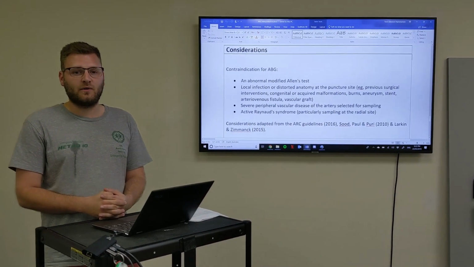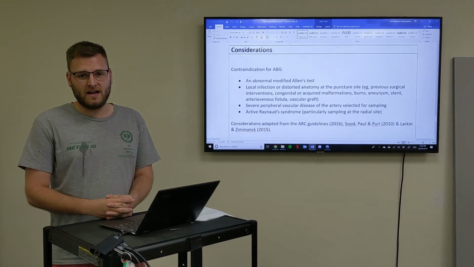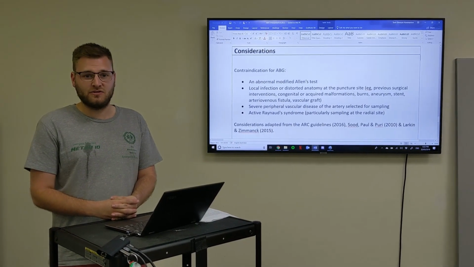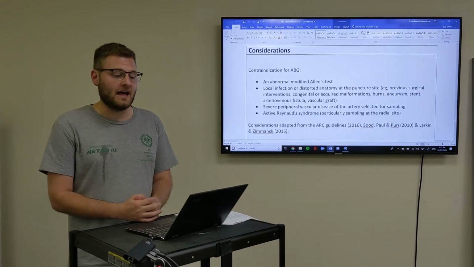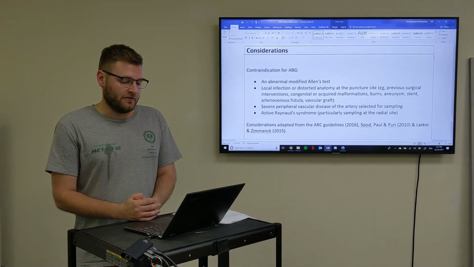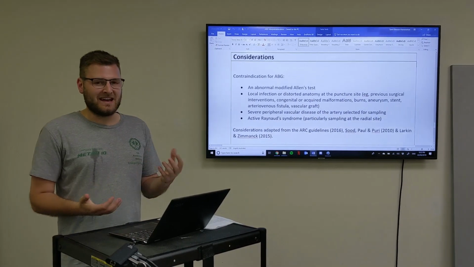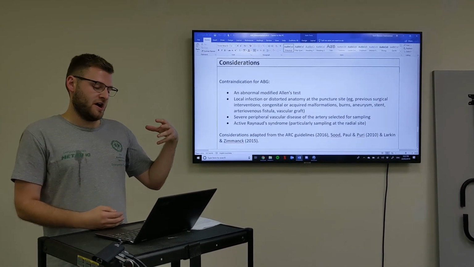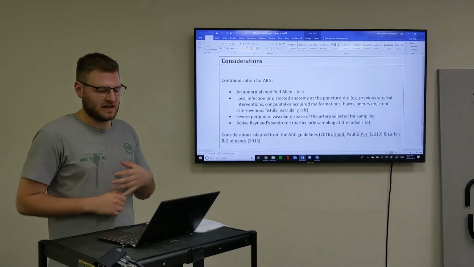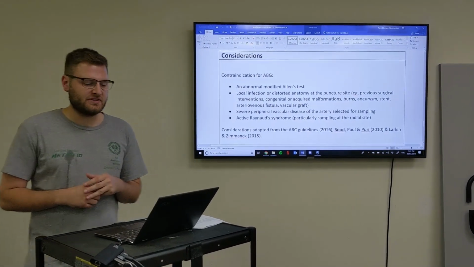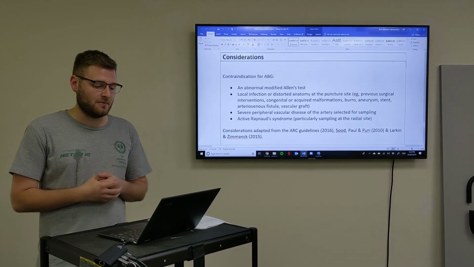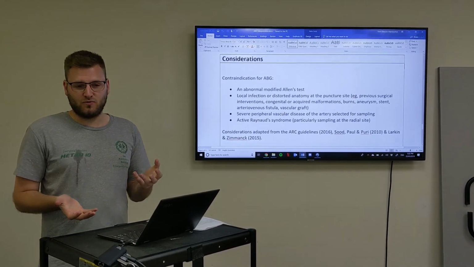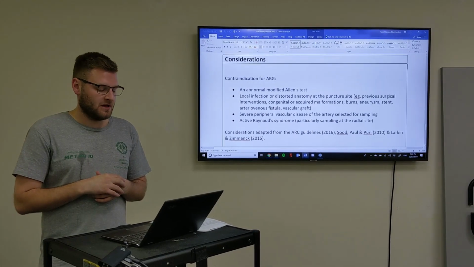You would be hesitant to use the radial artery to obtain a sample or insert an art line due to the risk of threatening that limb. Local infection or distorted anatomy at the site of insertion, which could be caused by previous surgical interventions, congenital or acquired malformations. You could have significant burns, for example, or trauma to that site. I would obviously rule out its use.